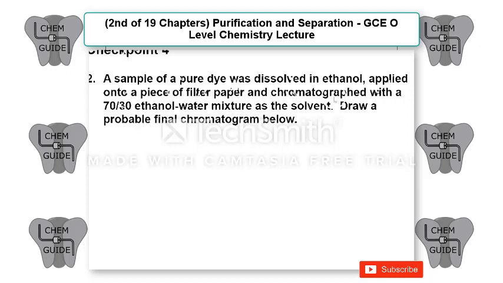Next question. I have a pure dye dissolved in ethanol and I do a chromatogram. Pure dye. So what would the chromatogram look like? It would simply be a single spot. That's it, because it is pure. It will not separate into any individual components because there's only one single substance.